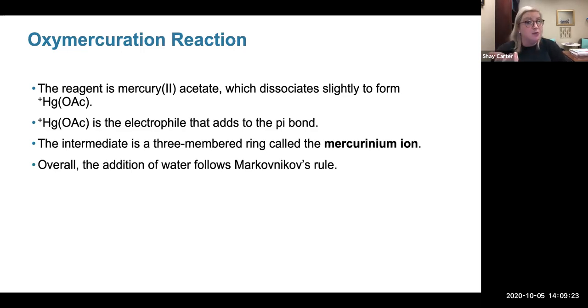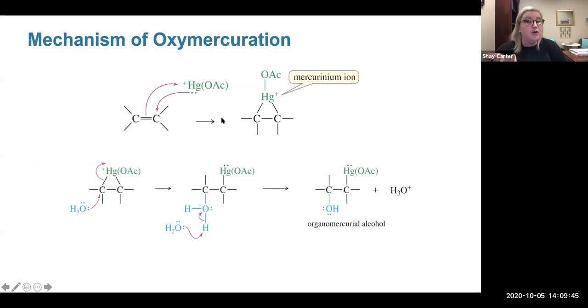The intermediate is a three-membered ring called a mercurium ion. And because of this mercurium ion, this is why the overall reaction follows Markovnikov's rule, because we don't have the possibility of a carbocation rearrangement. So we follow Markovnikov's rule. So here's a picture where you can see where we form this three-membered ring. This mercurium ion here is why we don't have any skeletal rearrangements.